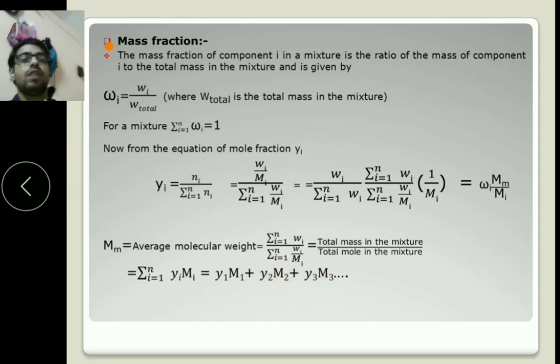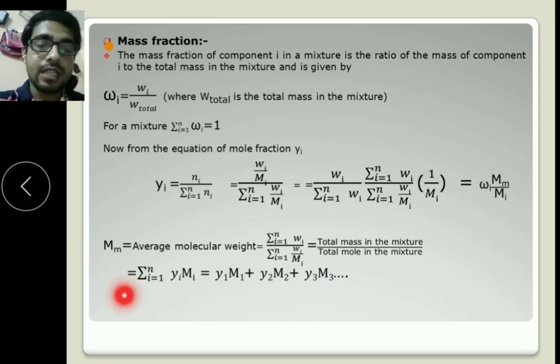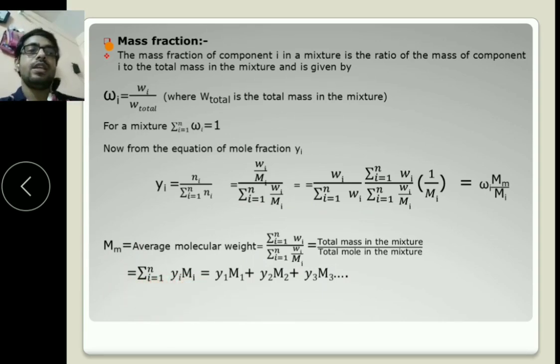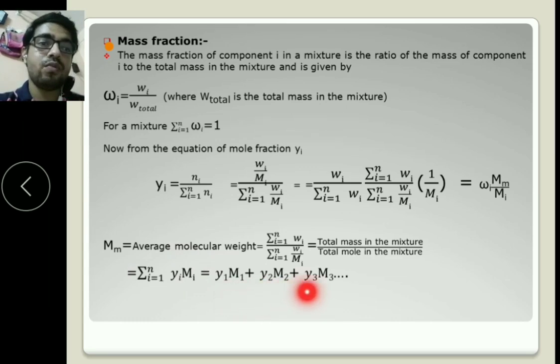Now we can also use another formula to calculate this average molecular weight, which is the summation of Yi Mi. In an example I have given, you will find where I have used this formula, and it equals y1 m1 plus y2 m2 plus y3 m3 and so on. Suppose we have a mixture of two components, then it is y1 m1 plus y2 m2. If we have 3, then y1 m1, y2 m2, y3 m3. If it is 4, then 4 parts will be there. Okay, so we are going to the next page.